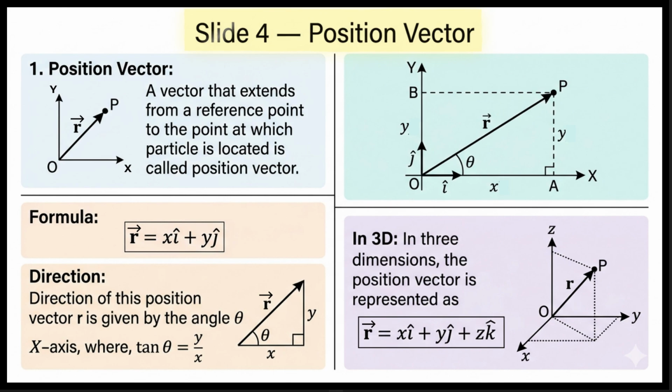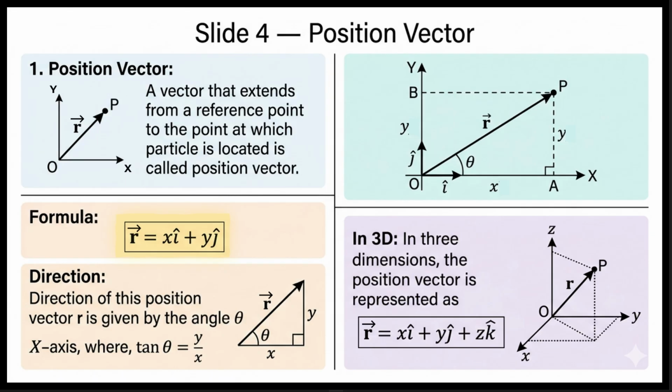Moving into our first core concept, we define the position vector. It is technically a vector that extends from a specific reference point to the exact point where a particle is currently located. In this first diagram, you see vector r drawn from origin O to point P. A more detailed view shows how we resolve this into two dimensions. The position vector r equals x i-hat plus y j-hat, where i-hat and j-hat are unit vectors that define the x and y axes. As the formula shows, the vector is simply the sum of its horizontal and vertical components.